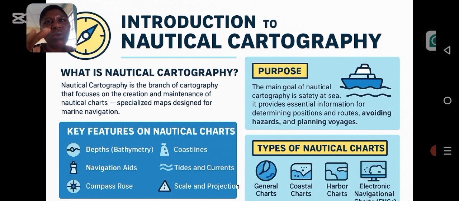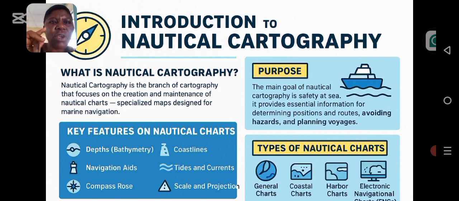Another feature of a nautical chart is the navigational aid. A nautical chart must have a navigational aid to aid the sailors or the crew members to navigate safely on the water. Then we have the compass rose, all on the surface of the chart. So you will see a compass rose. When you see that, that is a nautical chart. Then next is the coastlines. A nautical chart must have a coastline. So when you see that, that is a nautical chart. Then we have the tides and the currents. They are being designed or mapped. It is one of the features that you will see on the nautical chart.